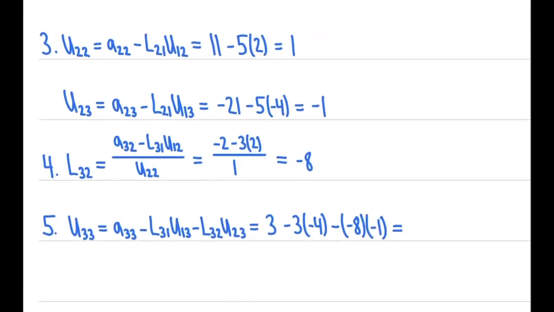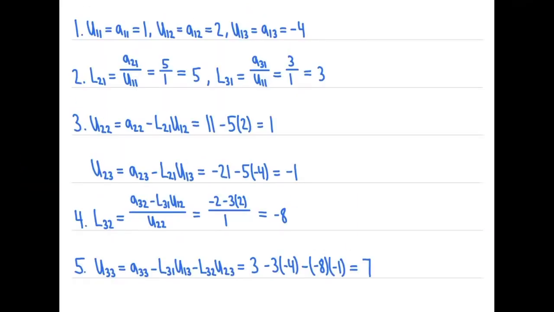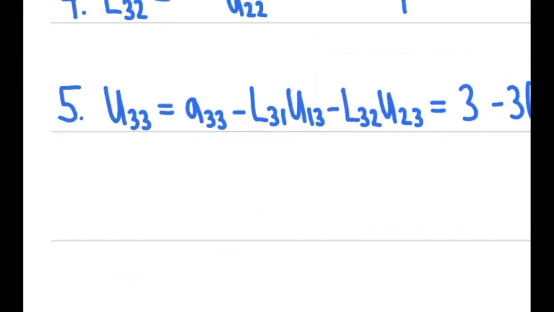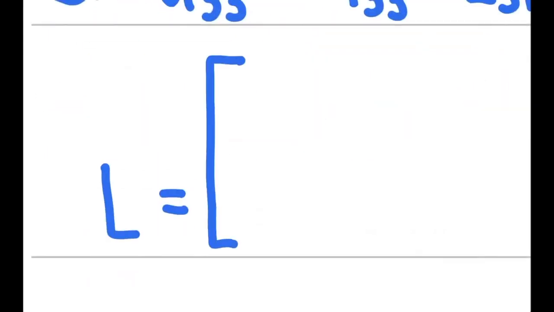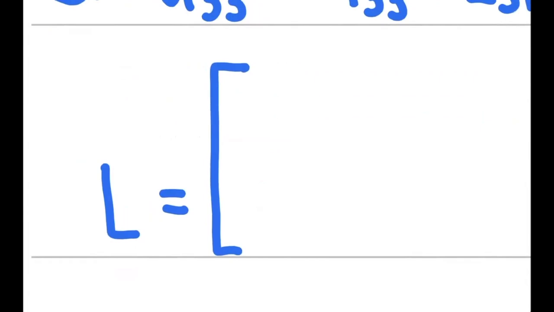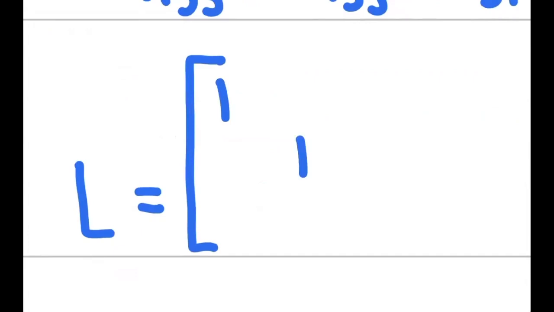But if you do all the arithmetic here, you're going to get 7. We now have L and U. So let me just create that. L, remember, is a lower triangular matrix, so it has zeros above the main diagonal. Since we're doing Doolittle decomposition, we have ones on the main diagonal. So 1, 1, 1.